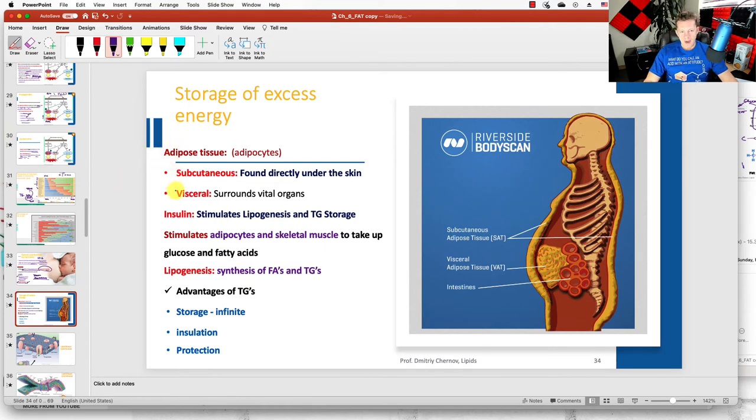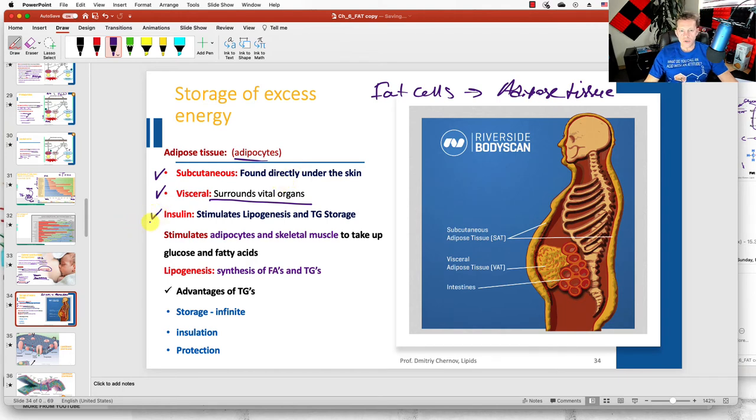So there are two types of fat, visceral fat and subcutaneous fat. The visceral fat surrounds vital organs, which is more dangerous than subcutaneous fat, which is just under your skin to keep you warm and for shock absorption. So fat cells, we call them adipose tissue, or adipocytes. So during digestion, we need insulin.